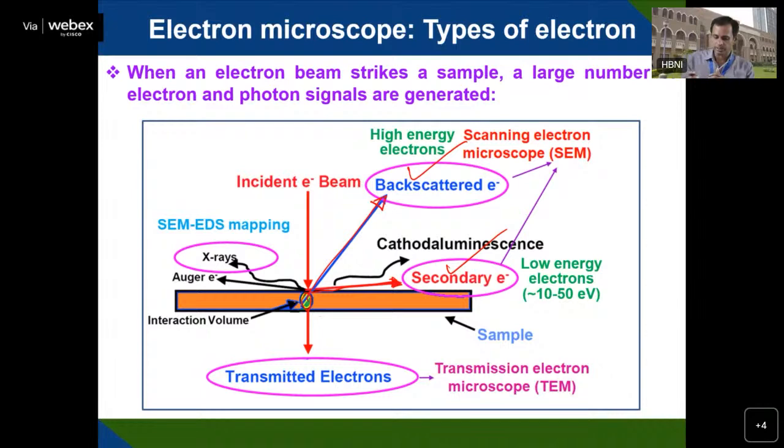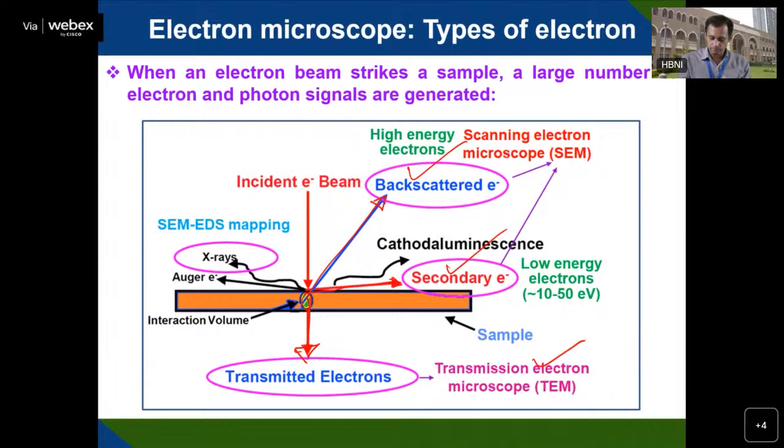The secondary electrons are low energy electrons as compared to the backscatter electrons. In addition, the transmitted electrons crossing across the sample will be used for the transmission electron microscope. So SEM is based on two types of electrons, the backscatter electron and the secondary electrons, whereas TEM is based on transmitted electrons.